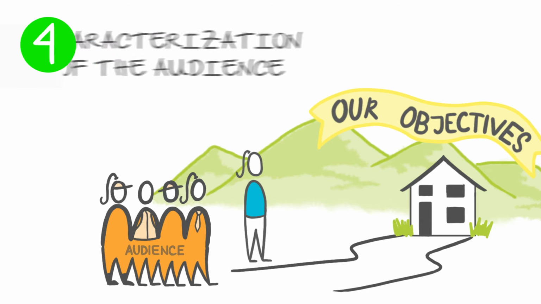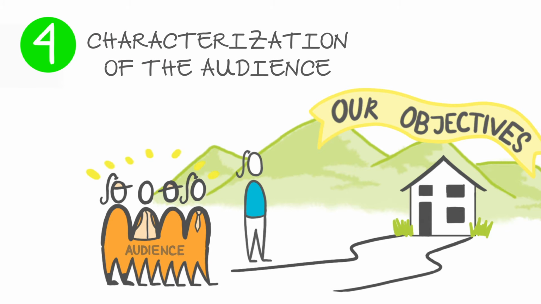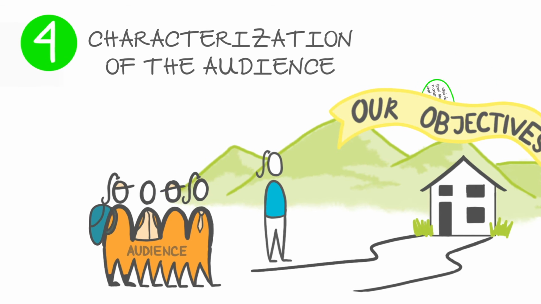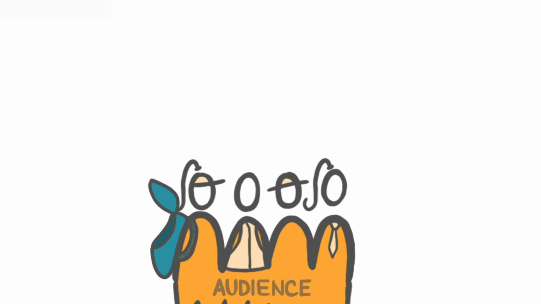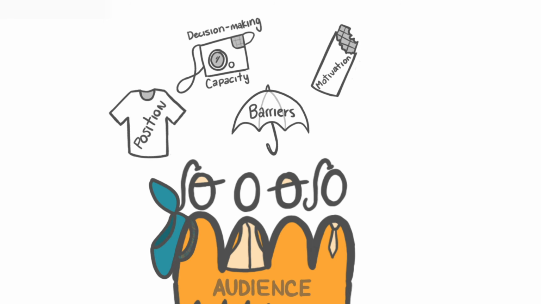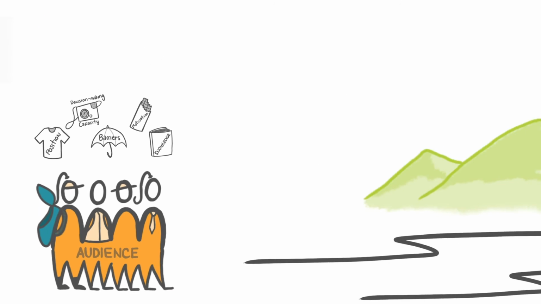The fourth step is to produce a detailed characterization of the audience. What do we need to know about the audience in order to get them to do what we need them to do? In this step, we analyse several aspects that may aid or hinder our audience's movement along the path they have to go to help us achieve the objective. What is their position in relation to the objective and their decision-making or action capacity? What could the barriers and motivations be for certain steps we need them to take? And what knowledge do they have of what we want them to do?